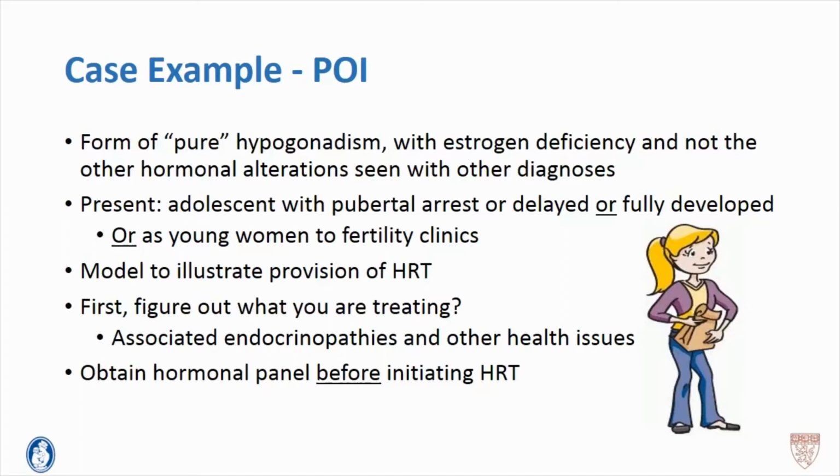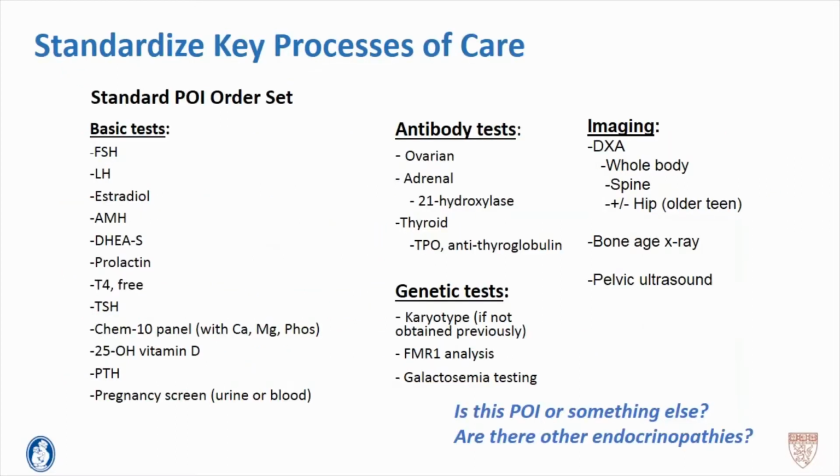My adult colleagues see young women who present to infertility clinics, didn't know that they had POI, and that's what it was. And so it's a really interesting model that's teaching us in patients with POI with a variety of diagnoses how to give estrogen back. This is the order set that I alluded to earlier. There's some basic tests such as gonadotropins. I measure estradiol. I measure what's called anti-Mullerian hormone, AMH, which gives me a marker of ovarian reserve.